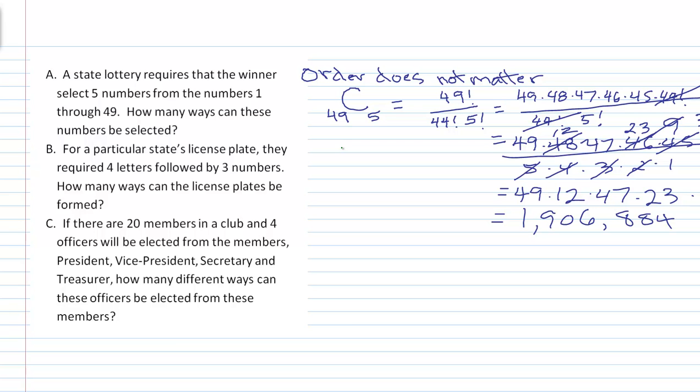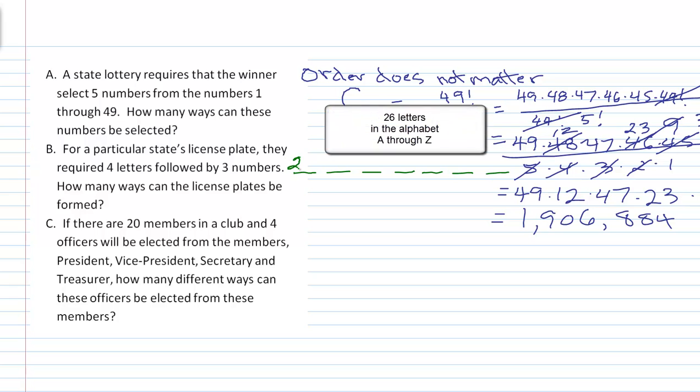Now let's look at Part B. For a particular state's license plate, they require 4 letters followed by 3 numbers. How many ways can the license plates be formed? So we've really got 4 choices followed by 3 choices. So I'm going to write out some blanks. 1, 2, 3, 4. And then 3 choices of numbers. Now, we're going to assume that the numbers can be repeated. So you might have A, B, 237. And that's okay.